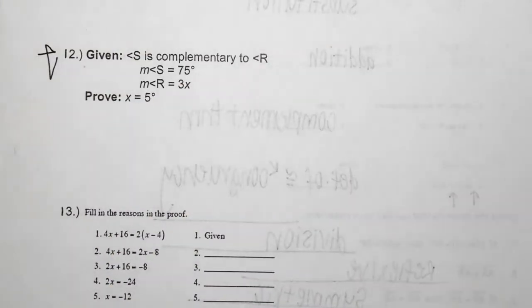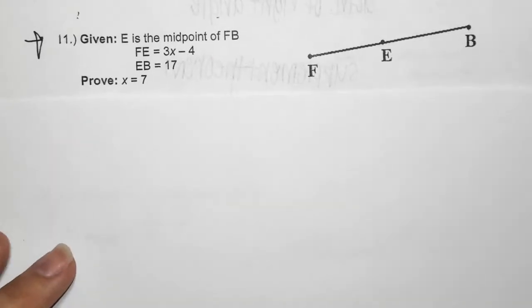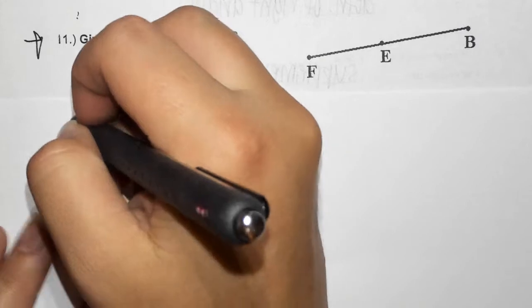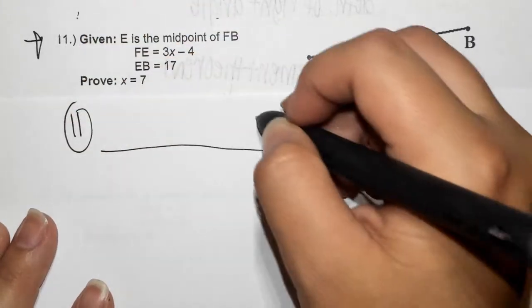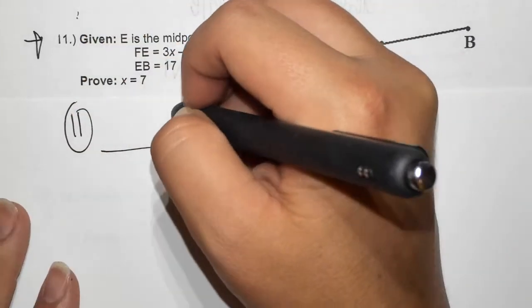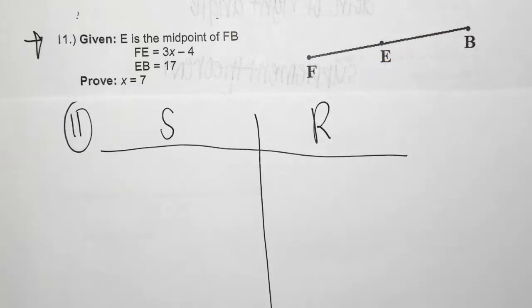Alright, so I want to try 14 and 15. Then we're going to skip, I want to try 11 and 12. I'm going to let you finish 13 and 14 for homework. And then we're going to keep going from there. So I'm doing it on a separate piece of paper because I write big. So here we go. This is number 11. I want you to try to start off by yourself.